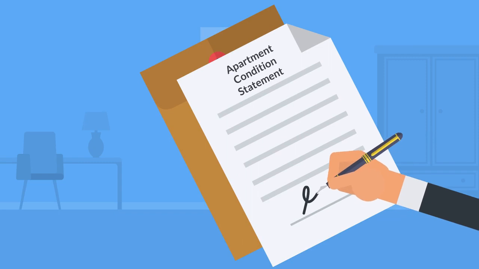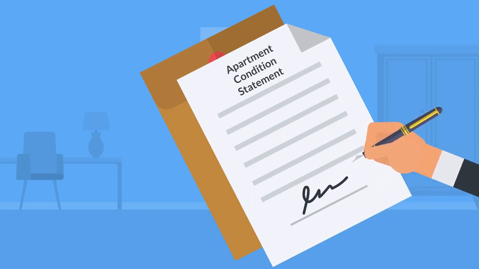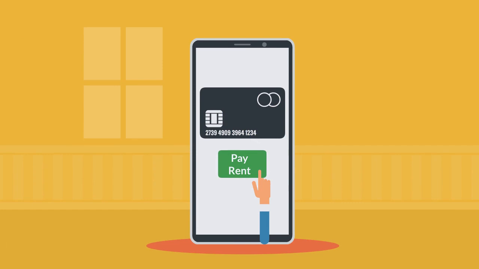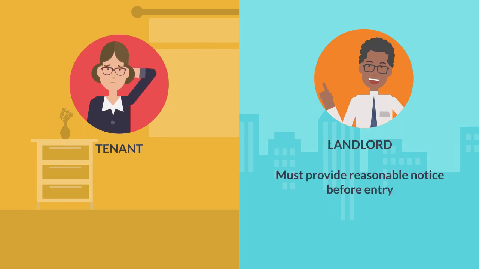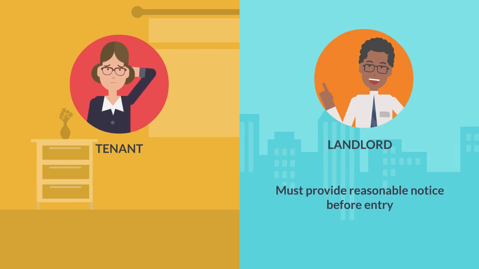As the tenant, you are responsible for reporting any maintenance or security issues promptly. Make sure to take pictures and fill out an apartment condition statement upon moving in. Most importantly, tenants are responsible for paying the full rent on time for each month. The landlord also needs to provide reasonable notice before entry. We recommend requesting that a specific amount of notice can be written into the lease.